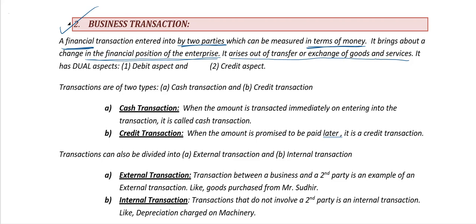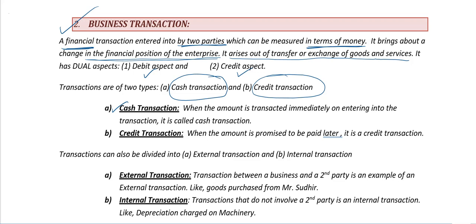It has dual aspect. One aspect is called the debit aspect and the other aspect is called the credit aspect. There are two types of transaction. It could be a cash transaction or it could be a credit transaction. In the case of cash transaction, when the amount is transacted immediately on entering into the transaction, it is called a cash transaction. When is it called a credit transaction? When the amount is promised to be paid later on, it is called a credit transaction.